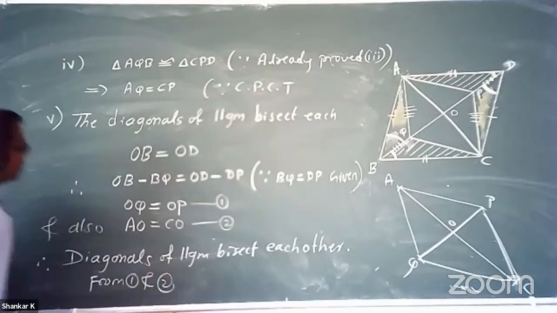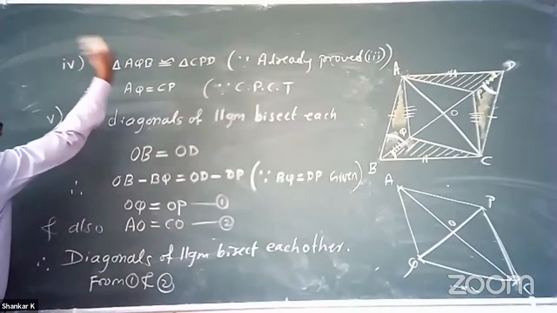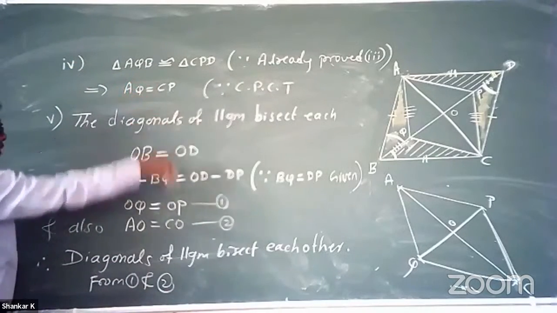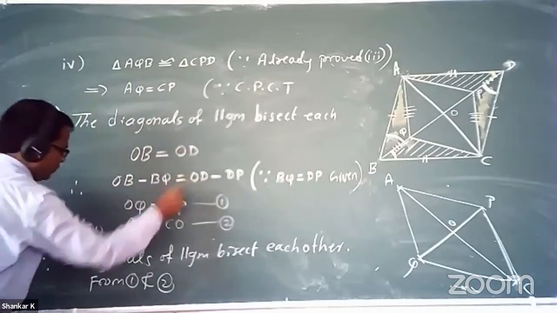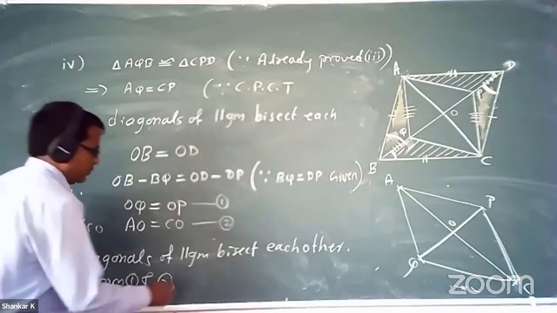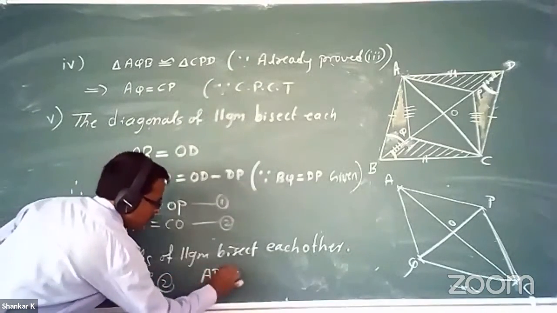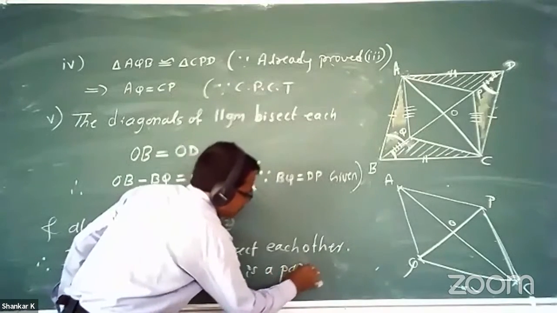here 1 and 2, in step 6 also you have taken 1 and 2. In the first steps we have taken true, false, 1, 2, 3. We should not get confused. 1 and 2 means the ones we just derived. From 1 and 2, APCQ is a parallelogram.